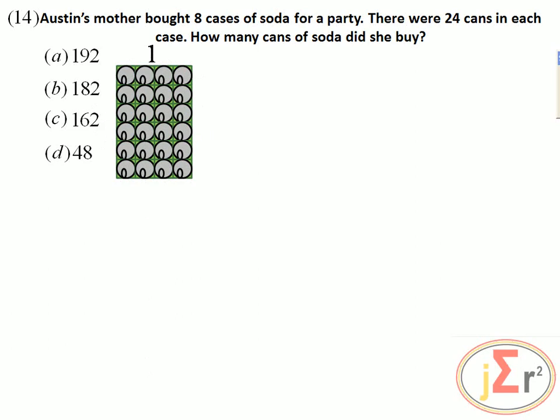Austin's mom bought 8 cases of soda for a party. There were 24 cans in each case. How many cans of soda did she buy? Now we have that first case of soda. There we have a case of 24 cans of soda.